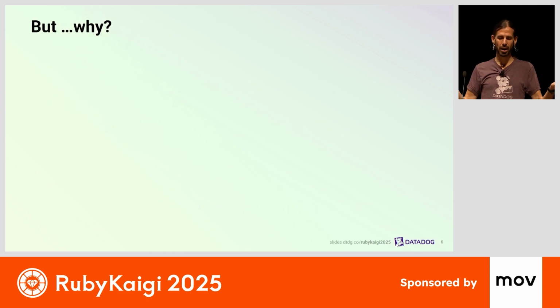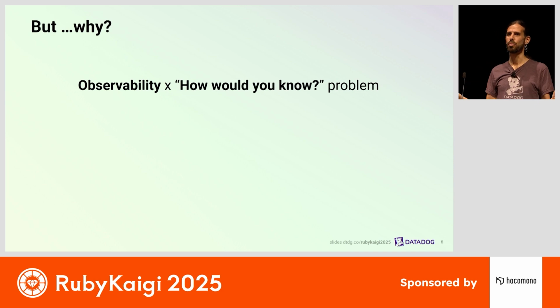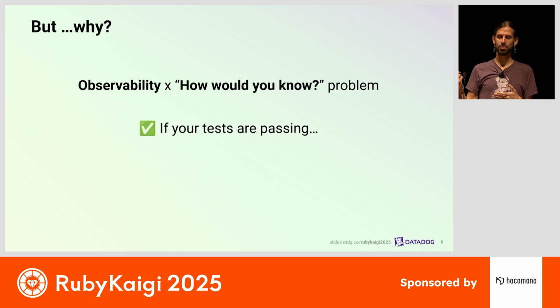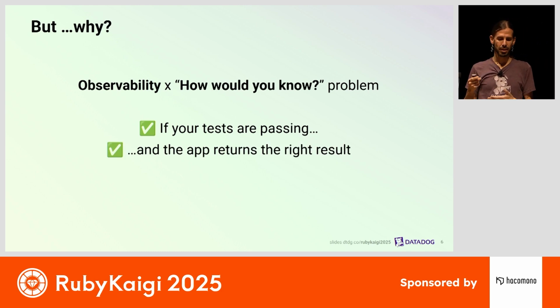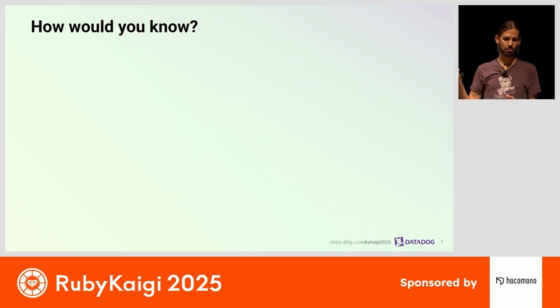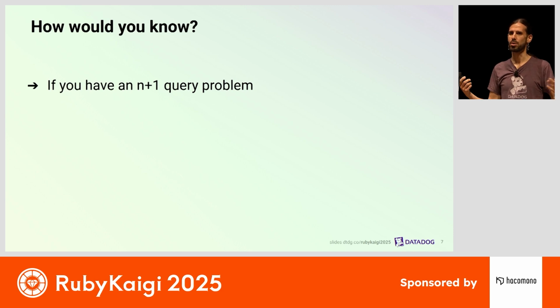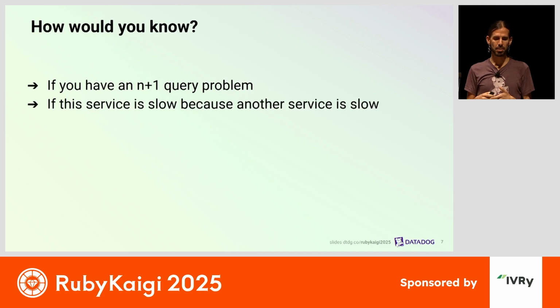Okay, but why? I like to think of the how would you know problem, which goes a bit like, okay, if your tests are passing and the app returns the right result, but it takes 5 seconds to return the result, how would you know if maybe you have an n+1 query problem? You're going way more often to the database than you think you're going, accidentally. Or maybe your service is perfect, but it's slow because a different service is slow. It just keeps waiting for the other service, and your service has done nothing wrong. It's perfect. No bugs.